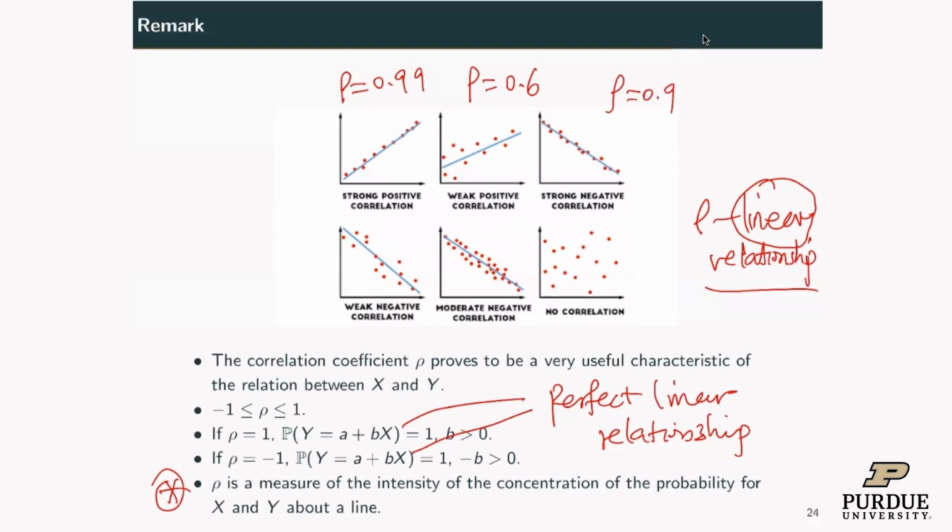This one is negative, right? So this rho is negative 0.6. This one has no correlation. I cannot see any linear pattern. So this rho is probably 0. So this is how we interpret the correlation coefficient.